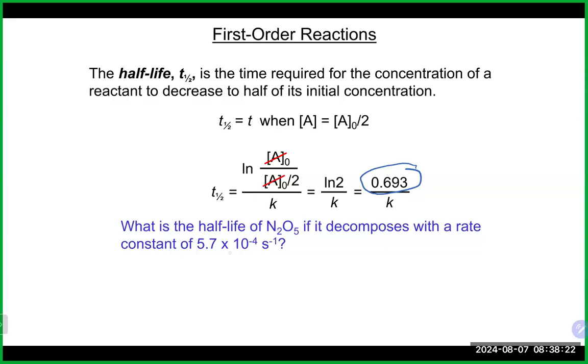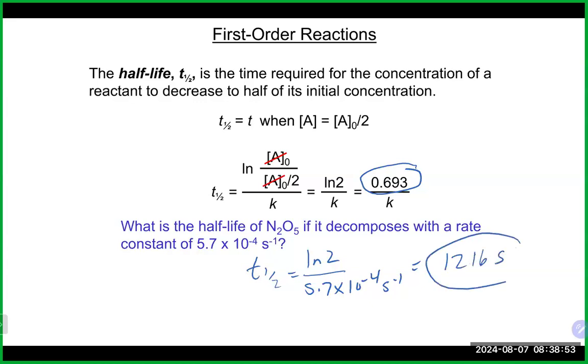So in this case, the half-life decomposes at a rate constant of 5.7 times 10 to the minus 4 reciprocal seconds. In this case, we want the half-life. And again, we take the natural log of 2 divided by our 5.7 times 10 to the minus 4 reciprocal seconds. And that will get us here. About 1216 seconds in this case would be the half-life, which is approximately 20 minutes.